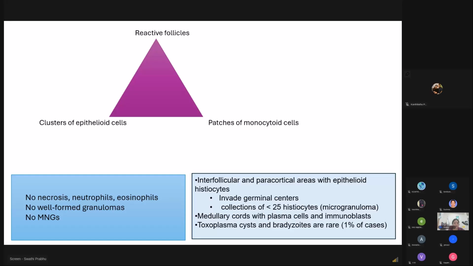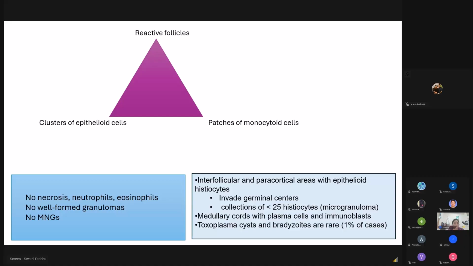So the triad, they say, comprises reactive follicles of varying sizes, clusters of epithelioid cells, especially located in the paracortical area, which might even approach the germinal centers. And we call it a microgranuloma when there are collections of less than 25 histiocytes. You're not supposed to see any necrosis, neutrophils, or eosinophils. If you see a well-formed granuloma with necrosis, of course, your diagnosis has to go in the direction of tuberculosis in Indian settings, especially. And there are no multinucleated giant cells in this condition.